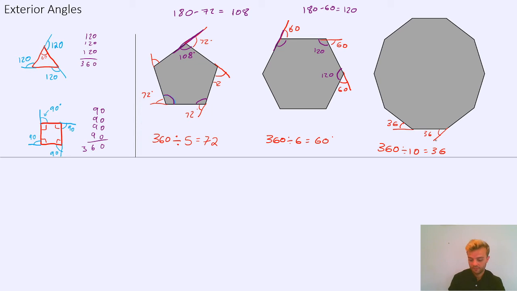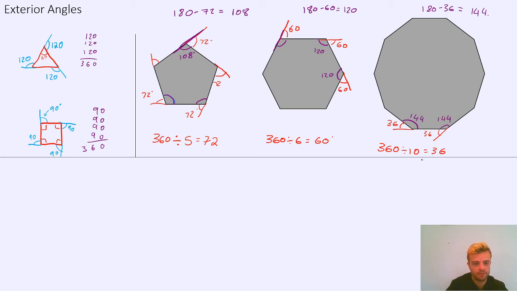And I can work out the size of the interior angle if a question needed me to do that by doing 180 take away 36. So 180 take away 36 equals 144. So each of these interior angles is 144 all the way around. Like that, yeah.